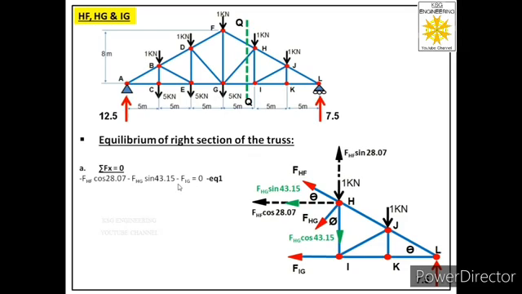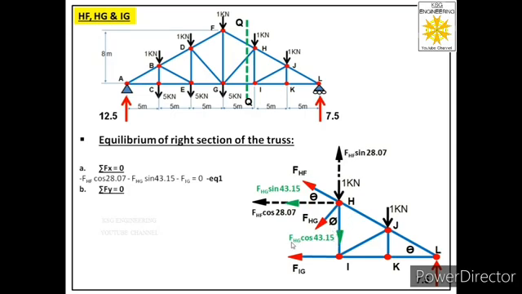So in this equation we have three unknowns, so we cannot solve this equation. So let us call this equation 1 for the time being. Then we will apply the second equation of equilibrium, that is summation Fy equal to 0. So let us see how many forces are acting along y direction.